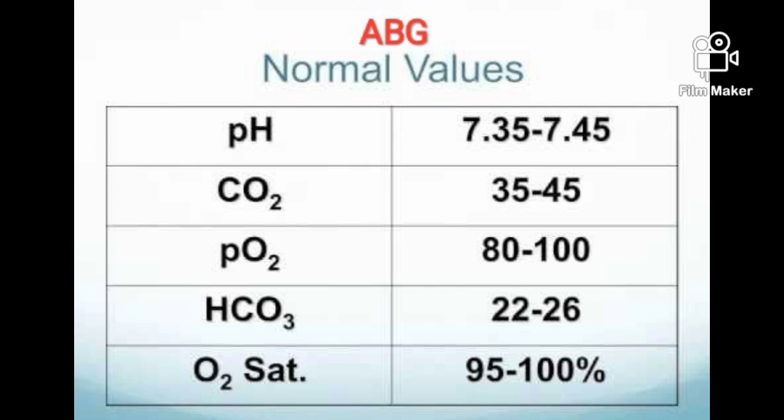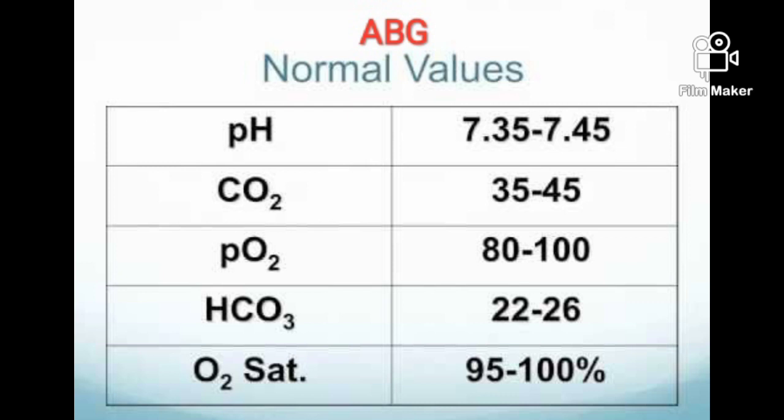Step 3. Is the disturbance respiratory or metabolic? What is the relationship between the direction of change in the pH and the direction of change in the tension of carbon dioxide? In primary respiratory disorders, the pH and carbon dioxide change in opposite directions. In metabolic disorders, the pH and the carbon dioxide tension change in the same direction.